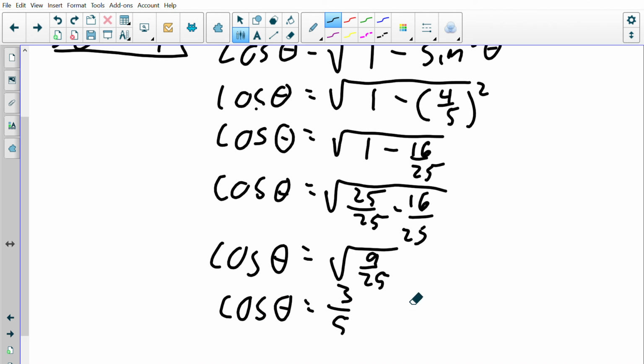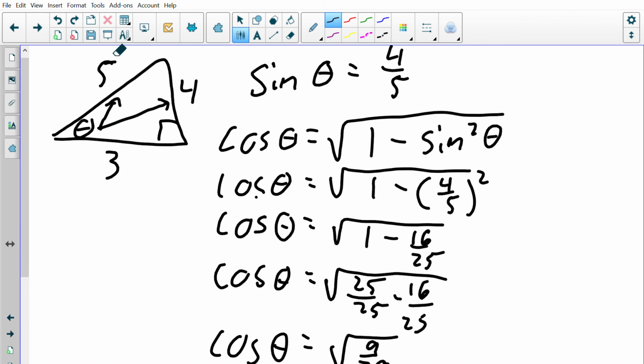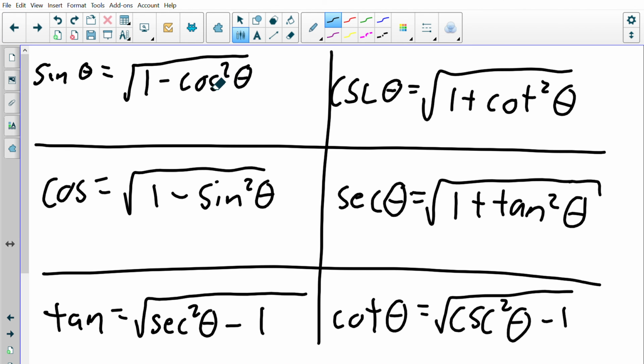And cosine is adjacent over hypotenuse. So I have 3 over 5. And again, we could do that with any piece of the information that we have. We plug in what we know to find what we don't know.